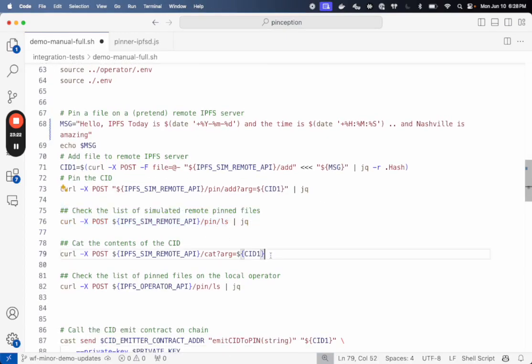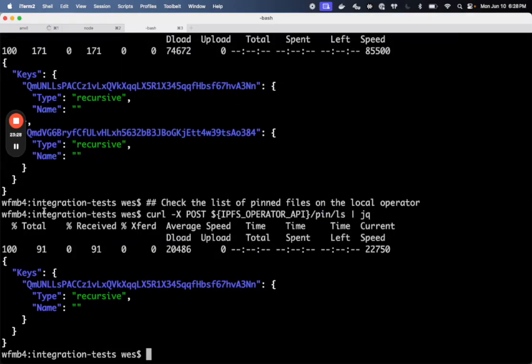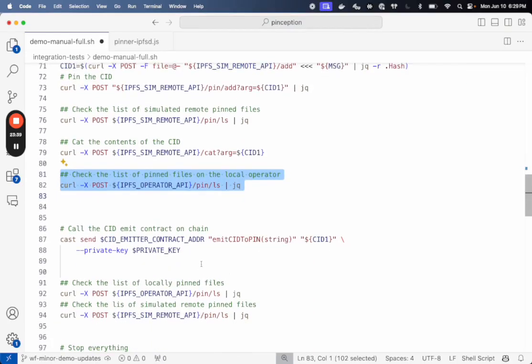Now let's go check our operator, just to double check that the operator does not have that new one that we uploaded. It just has the default one for its operator. So our operator has not pinned this file. It hasn't heard the message on chain yet. So now we're going to go to invoking the cast command.